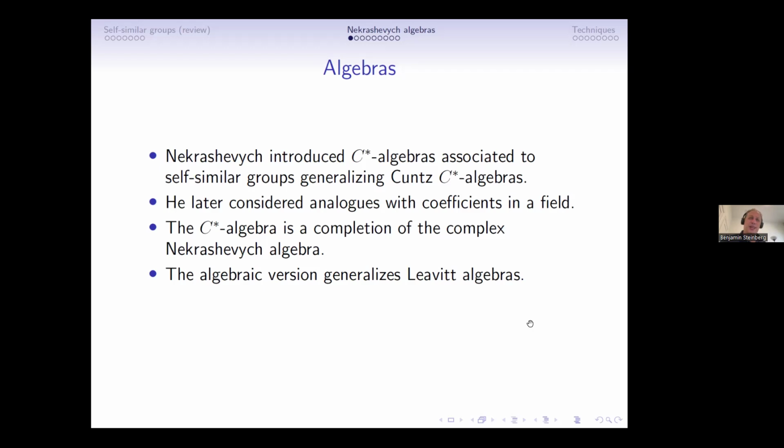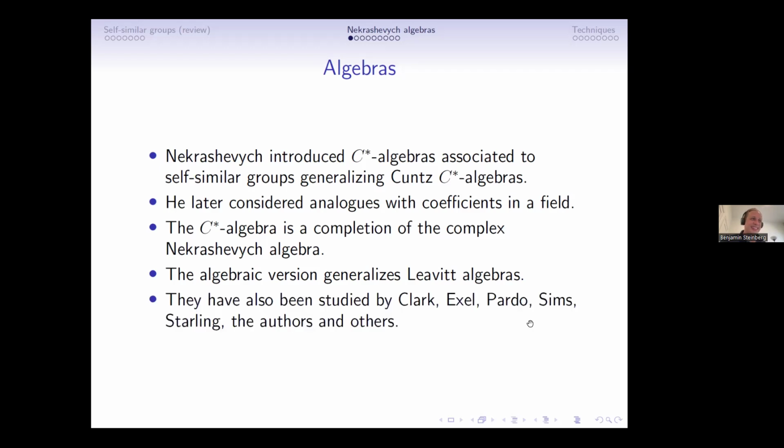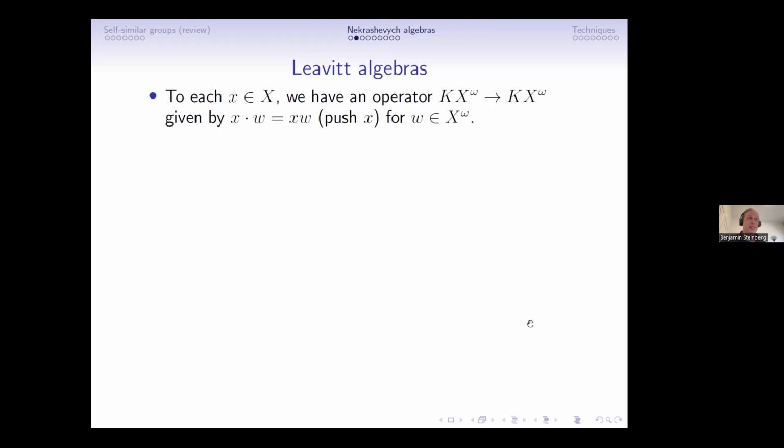Or L_N1, I'm not sure which order you put these in. And they've been studied by a number of people, including Clark, Exel, Pardo, Sims, Starling, Norling, and others. So let me tell you how I think about the Leavitt path algebras on the loop. That's basically what I'm talking about.